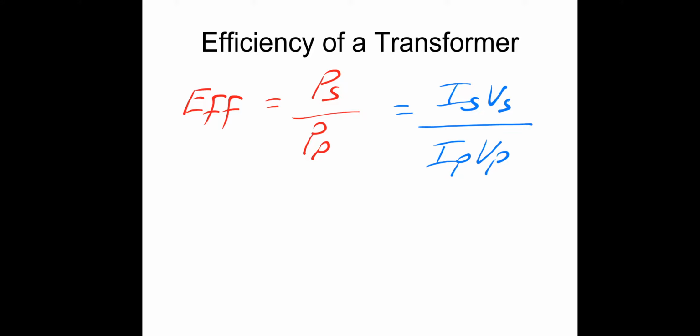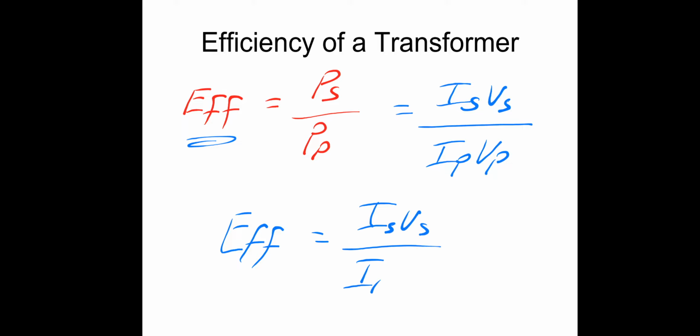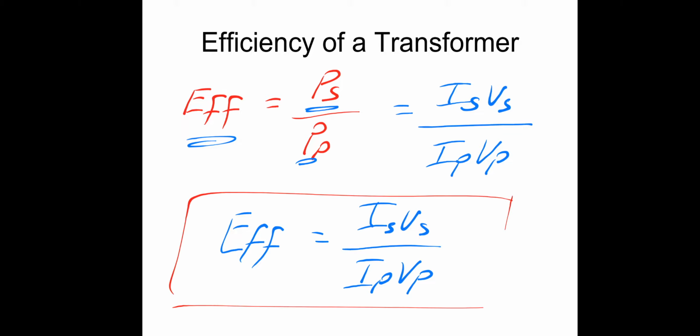Obviously current's measured in amps and voltage is in volts. Efficiency is just a decimal or a percentage. So that's the equation. Let's write it out. Efficiency is equal to ISVS divided by IPVP. Sometimes it's not necessary to do current times voltage, you can just use power. But it'll depend on the question. So let's move on, let's do a practice question.